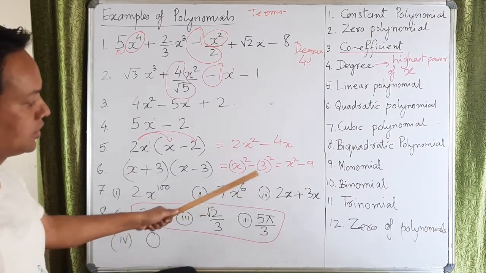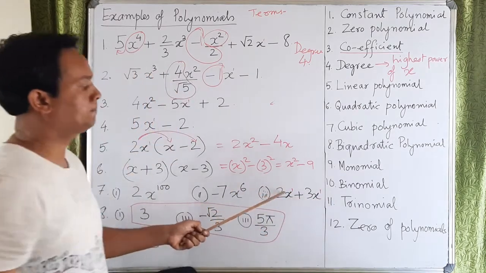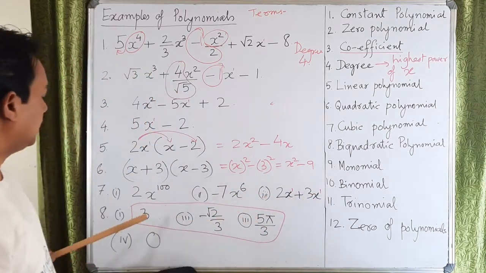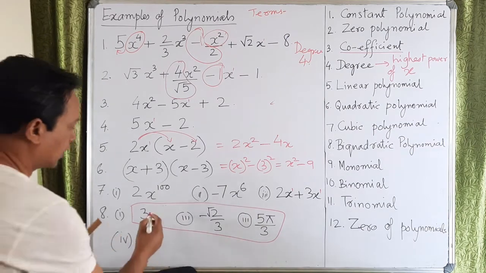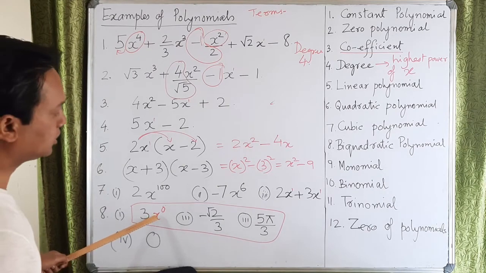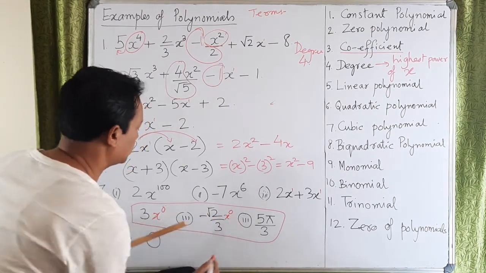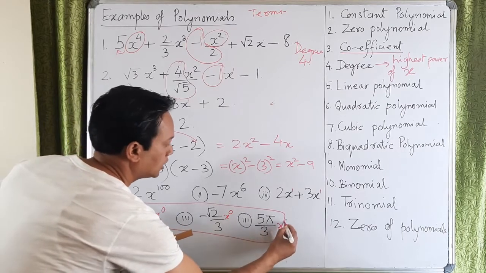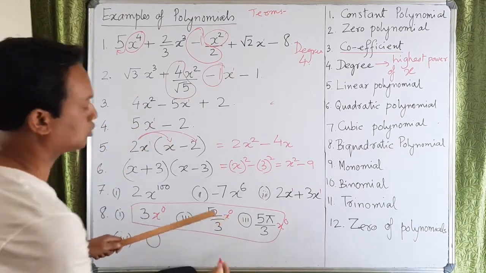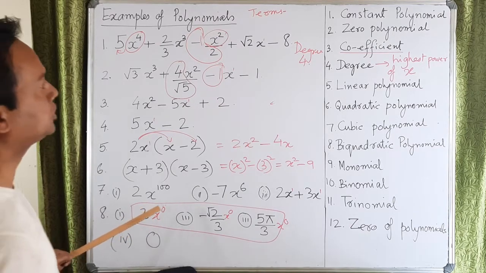This is degree 6. Now, in this case, both are same. So degree 1. And if you don't have any x, as I already told you, we can put x to the power 0 here. So degree 0. Here x to the power 0, because x to the power 0 makes 1. So 3 into 1 will be 3. So here no degree means you'll say degree 0.